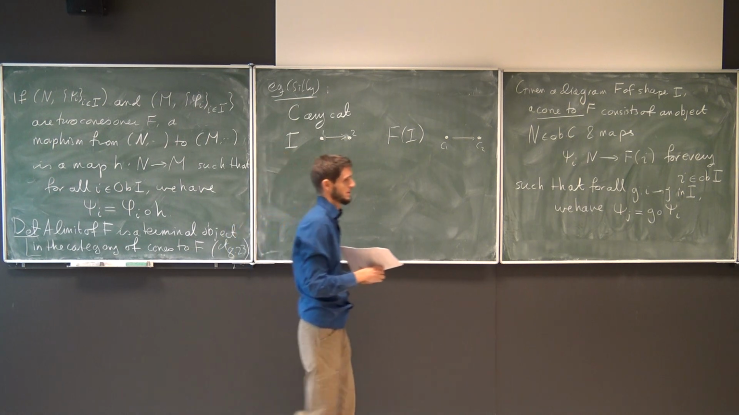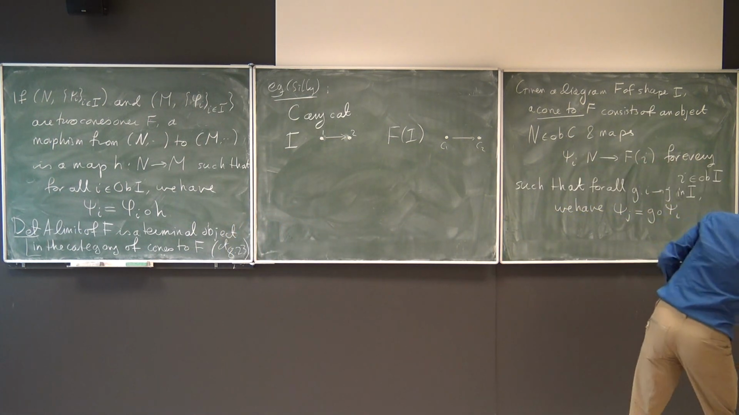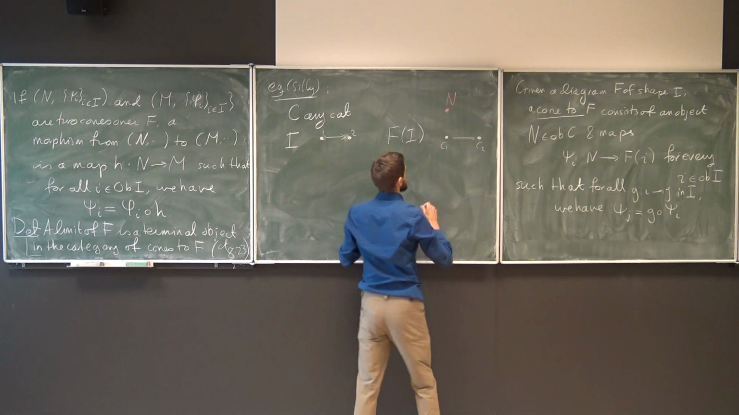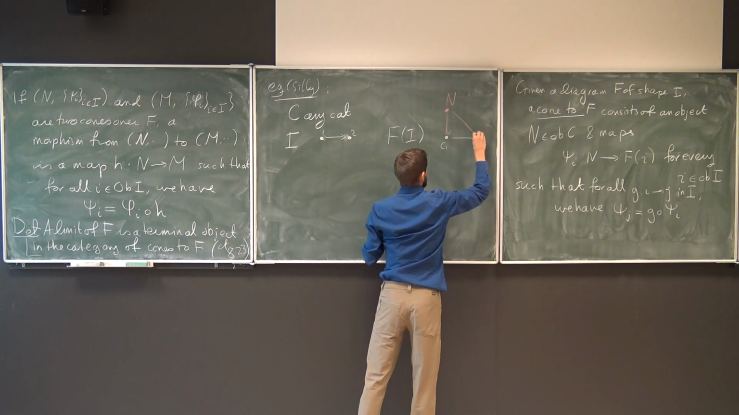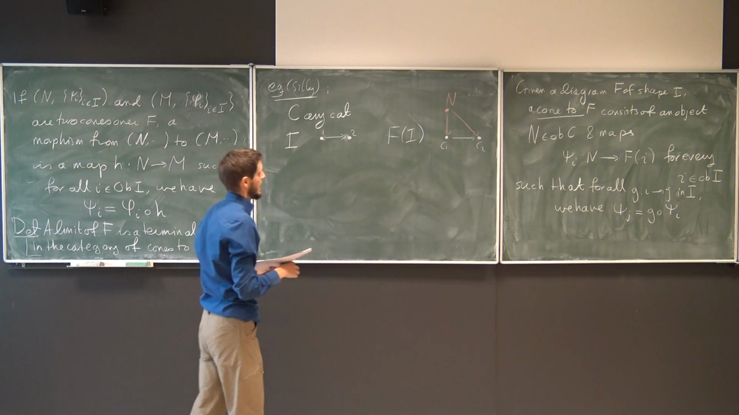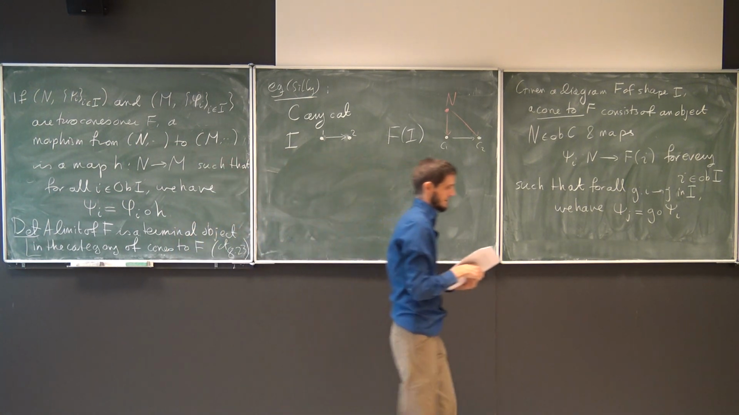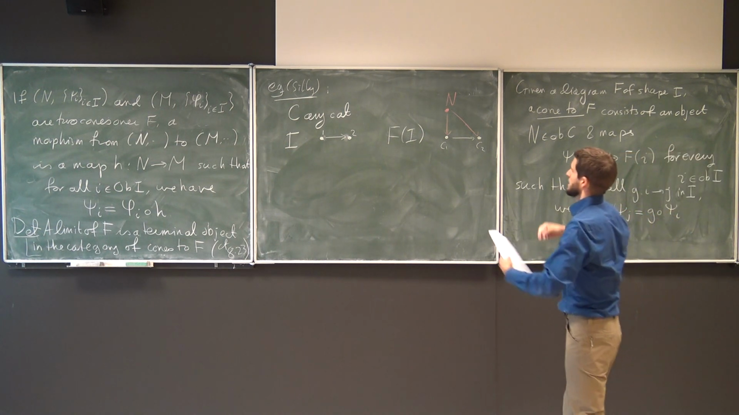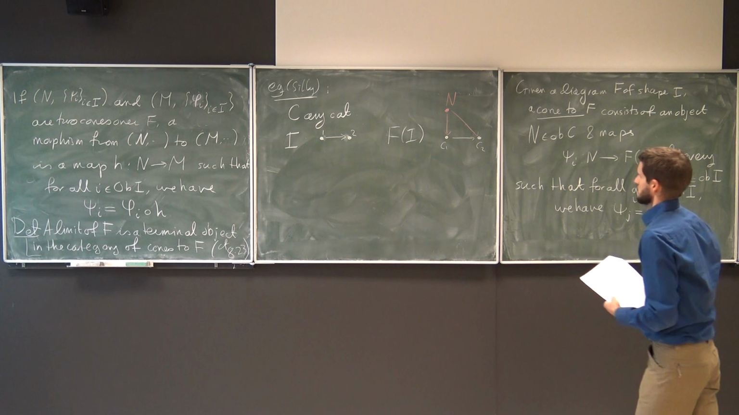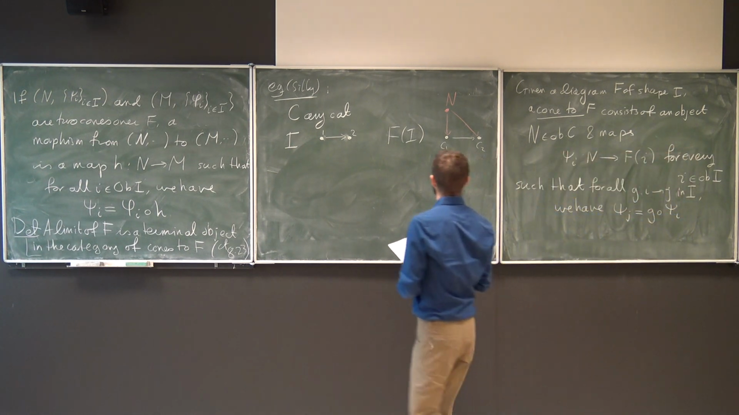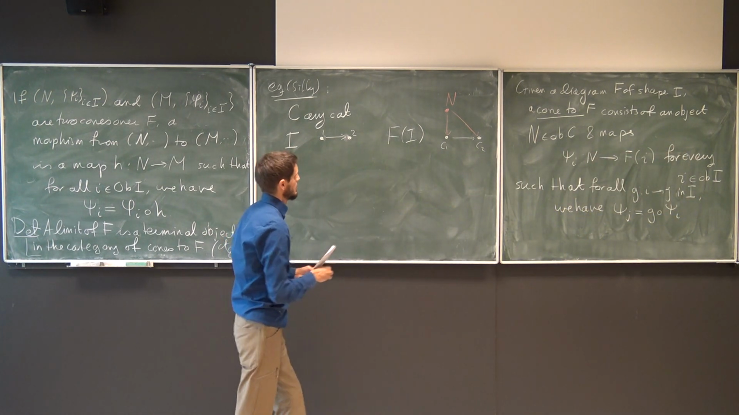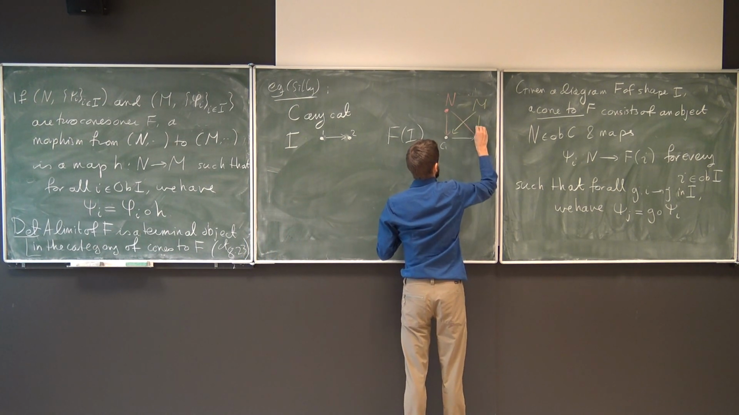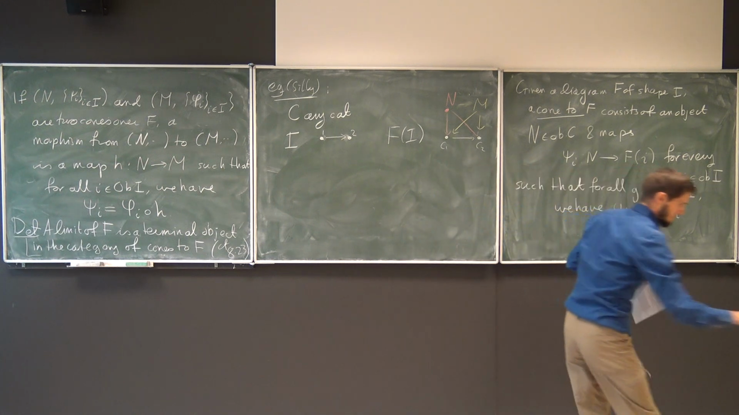So what's a cone to it? Let's get some colors out again. A cone to this thing is just going to consist of my object n up here, and then arrows like this. And then a morphism of cones is what it is. Maybe it's not so instructive to write this thing out again. Here's my m, and then I have my nice green arrow between them.